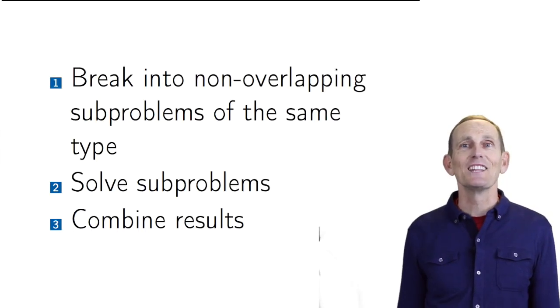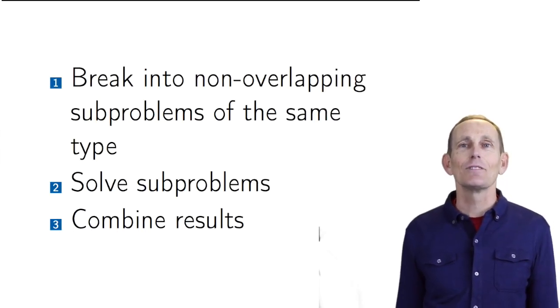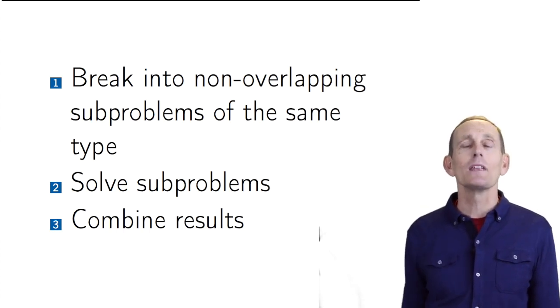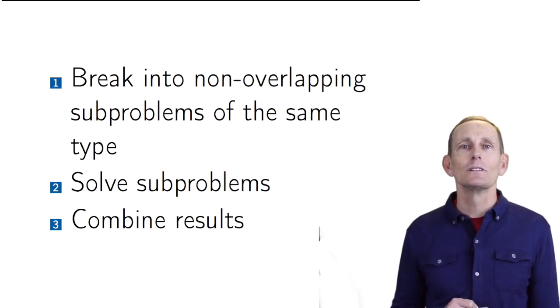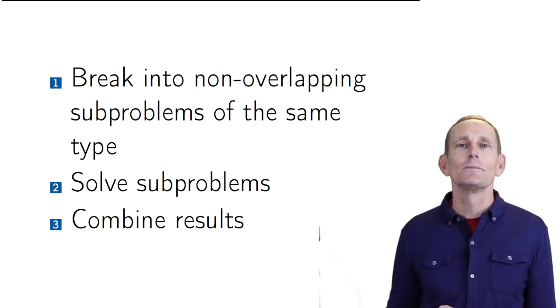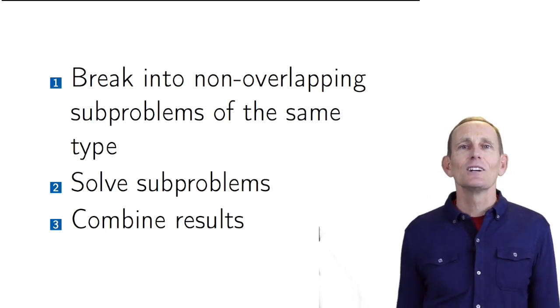In summary, the divide and conquer algorithm consists of: 1. Breaking a problem into non-overlapping subproblems of the same type, 2. Recursively solving those subproblems, and 3. Combining the results. In the next video, we'll see an extremely simple example of divide and conquer.